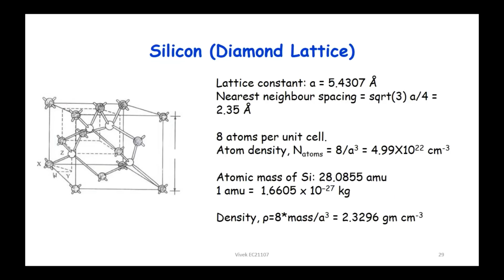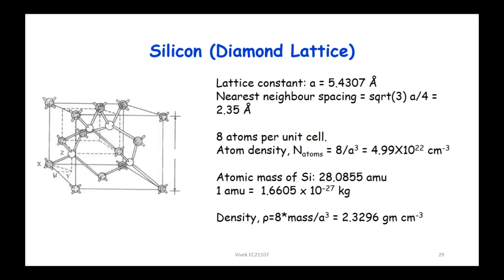Now if you see here, you can do some calculations also. Because silicon crystallizes in diamond lattice, its lattice constant is 5.4307 angstrom. So nearest neighbor spacing will be root 3 a by 4, which comes out to be 2.35. So lattice constant is 5.43, but nearest neighbor distance is less than that. And there are 8 atoms per unit cell.